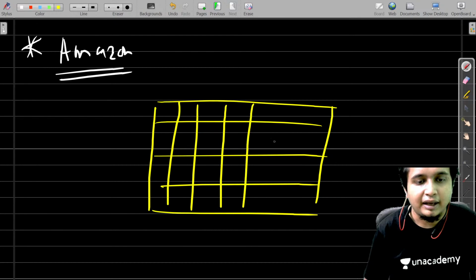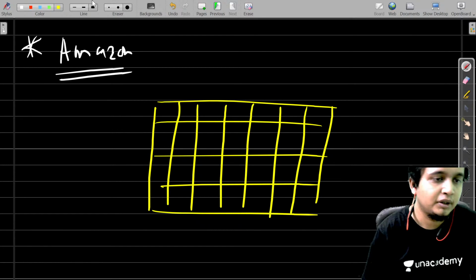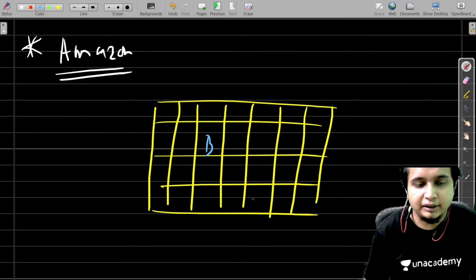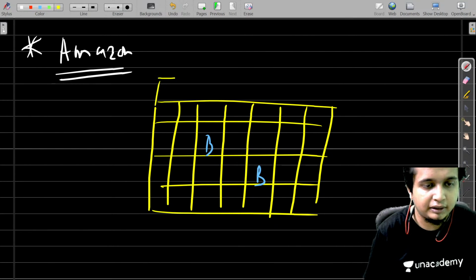And in this grid, at some position, bombs are placed. Okay, so let us consider this position. So suppose a bomb is placed over here. And let us say a bomb is placed over here. Let me make it slightly bigger.